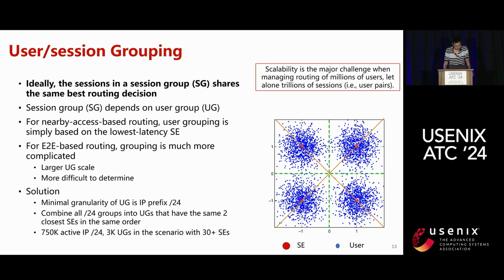So our solution is very simple. We first take the minimal granularity of a UG as the IP prefix, like /24, and then we do some measurement. We rank all the SEs in ascending order of latency. Then we combine all the /24 blocks that have the same SEs in the top 2 positions into a user group. The details can be found in the paper, but it turns out that from 750K active IP blocks, we only need 3K user groups, with around 30 SEs.